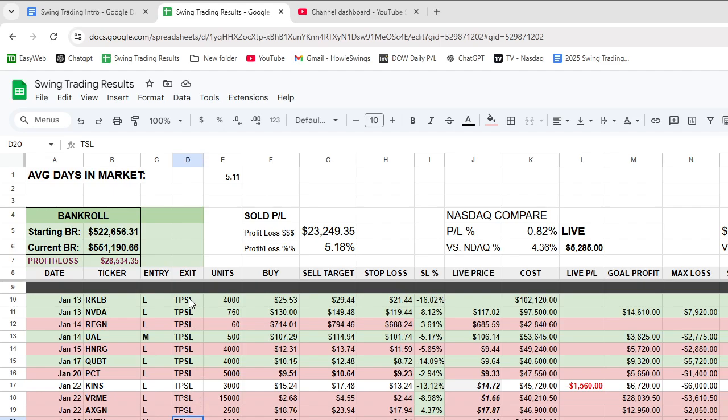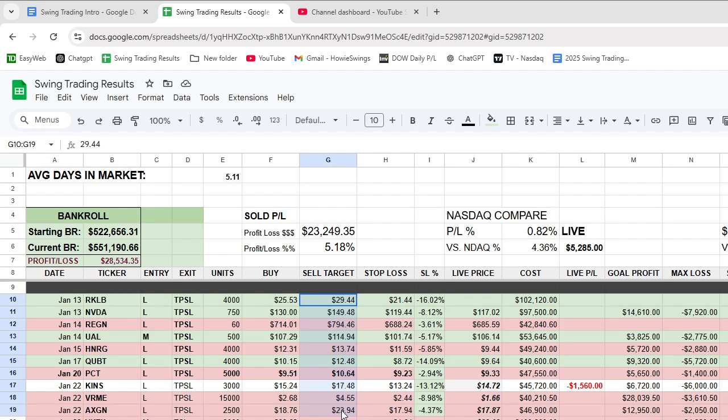Take profit and stop loss. So if I'm buying a stock at $10, I'll set the take profit at $12. I'll set the stop loss at $9 and sort of go from there. This is how many units of the stock I purchased, what I got into the market at, my sort of target to sell.